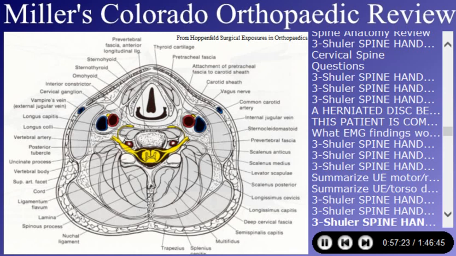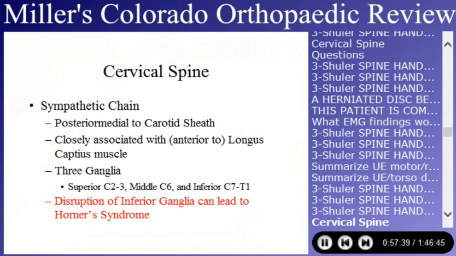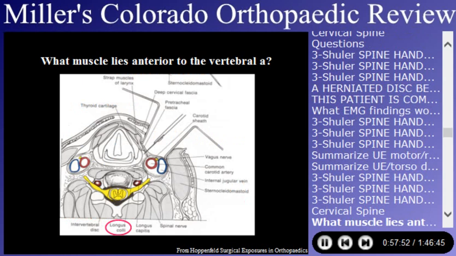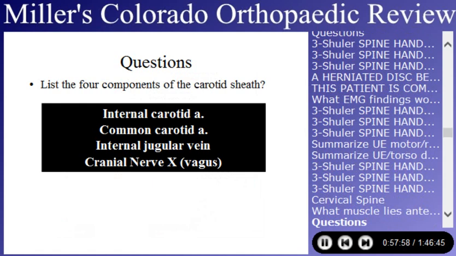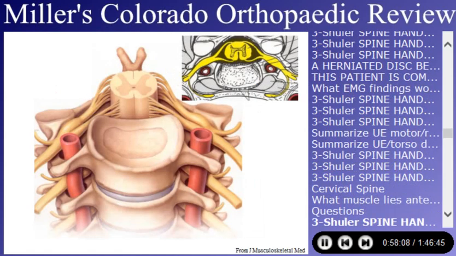Look at this next muscle, longus colli relationship to the vertebral artery. Sympathetic chain, posterior medial to the carotid sheath. It's closely associated anterior to the longus capitis muscle. 3 ganglia comprise that. And don't forget the one that we talked about before in the other lecture on pre- versus postganglionic lesions of the brachial plexus. Disruption of the inferior ganglion could lead to Horner syndrome. Remember, dry forehead, miosis. What muscle lies anterior to the vertebral artery? Longus colli. 4 components of the carotid sheath: internal carotid artery, common carotid artery, internal jugular vein, and the 10th cranial nerve, the vagus nerve. Beautiful picture here showing the relationship.